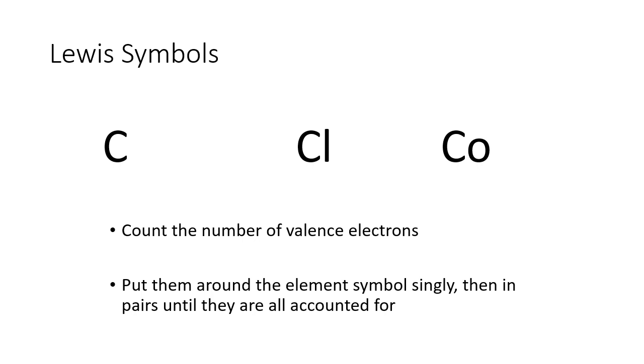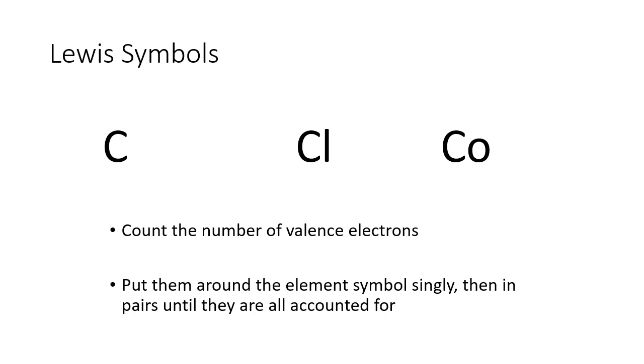This brings us to the topic of Lewis symbols. So whenever you write a Lewis symbol, you start by writing the elemental symbol directly off the periodic table. You count the number of valence electrons on that atom. You put each electron around singly, top, right, bottom, left, and then you double them up.